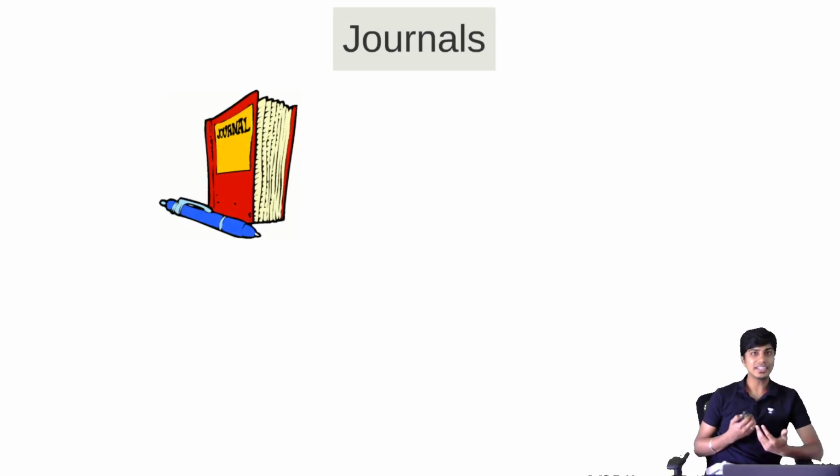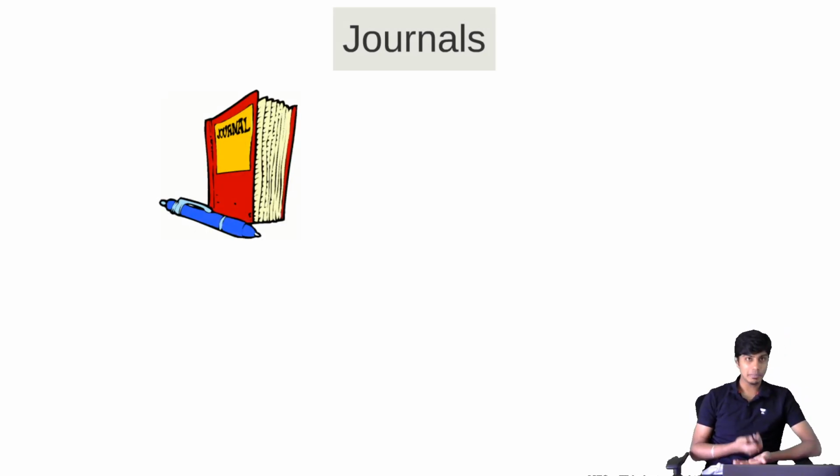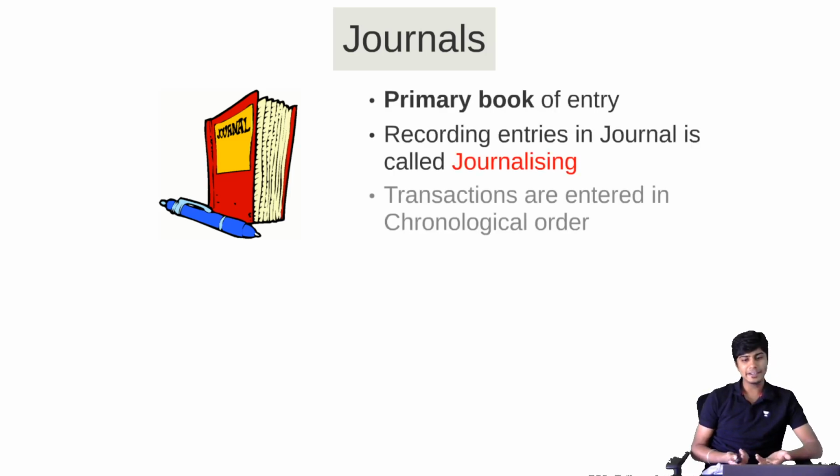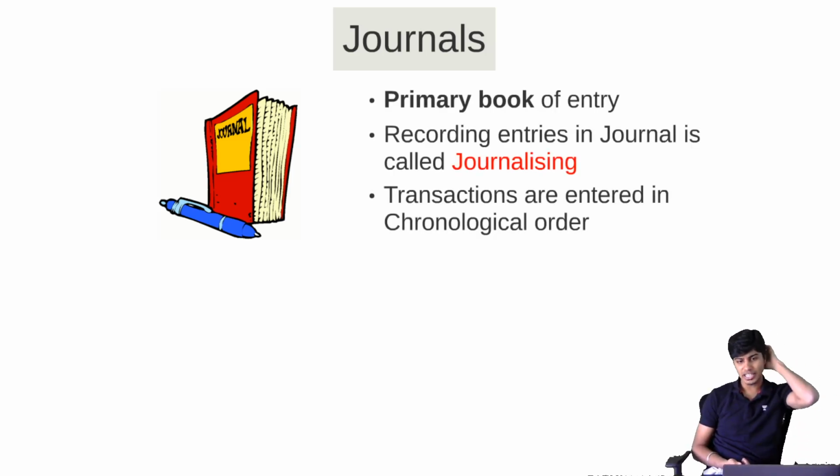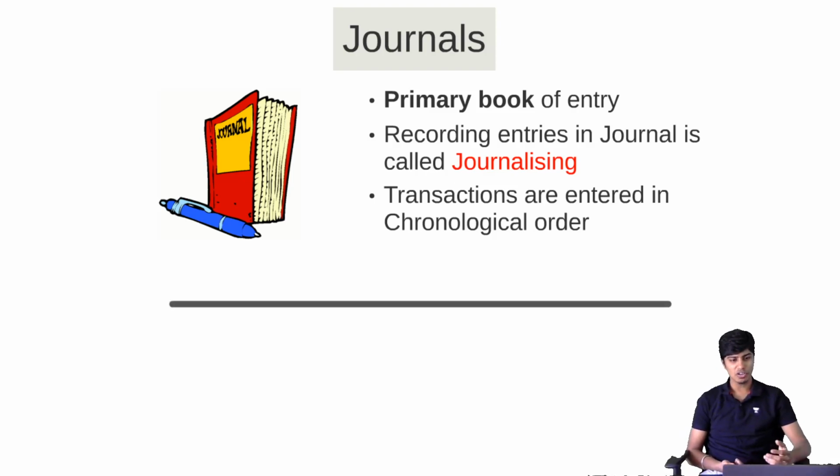Are you all with me? I'm hearing and everything's fine. Fantastic. So journal. Journals are the day books. It's a primary record where the transactions are originally recorded, and the process of recording is called journalizing, and it's recorded in chronological order.